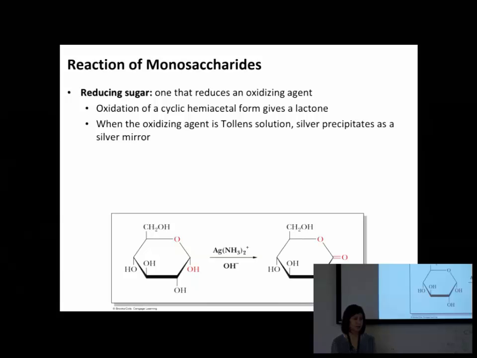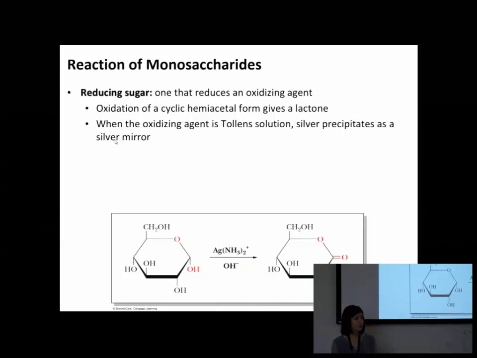So what it's going to do is reduce the silver on this complex. When it reduces it, it goes from silver with a +1 charge to silver 0. Well, that's metal, just solid metal. So what you see is a silver mirror on your test tube.